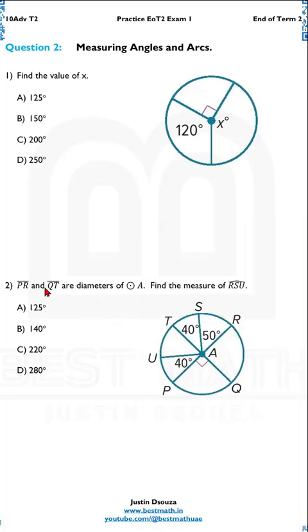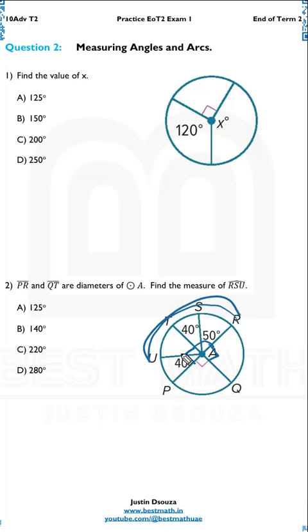What about this one here? See, PR, this line, and QT, this line are diameters. So if these two are diameters, then the remaining angles are 90 degrees. See, this is 90, so this will be 90, 90, 90, because the other two are diameters. Find the measure of RSU. RSU, till over here we need to find the measure.